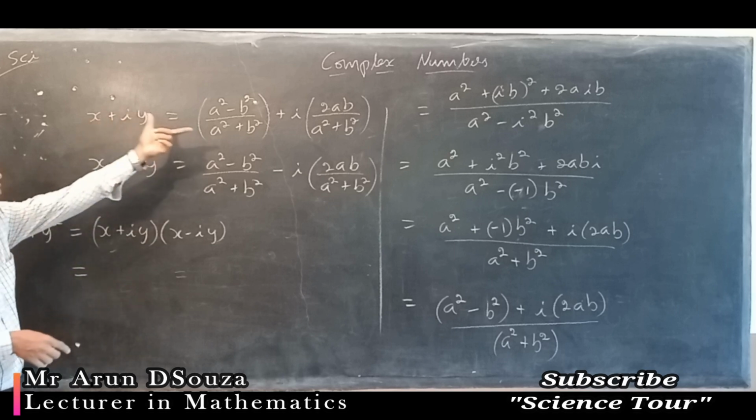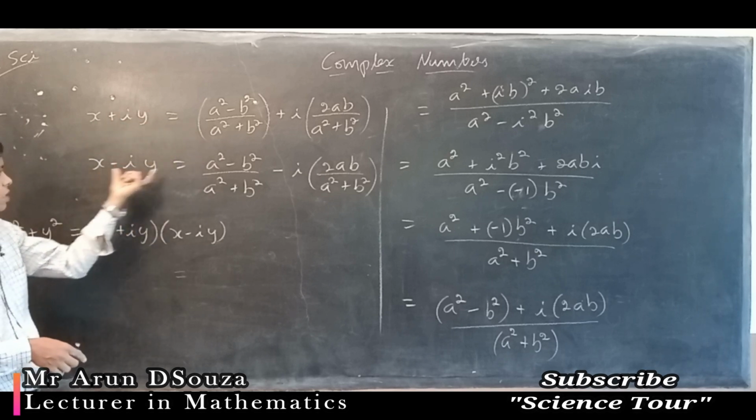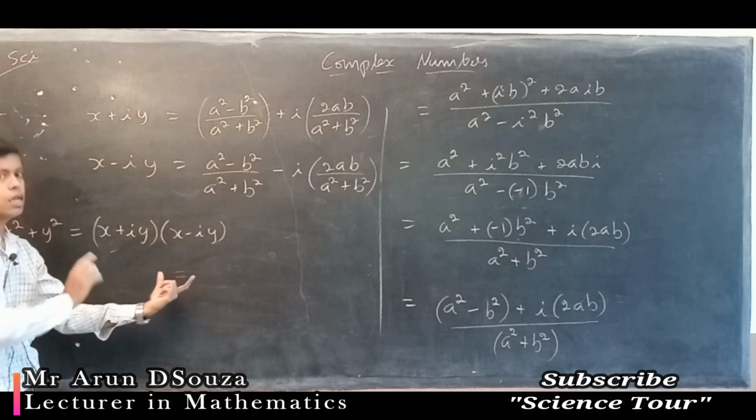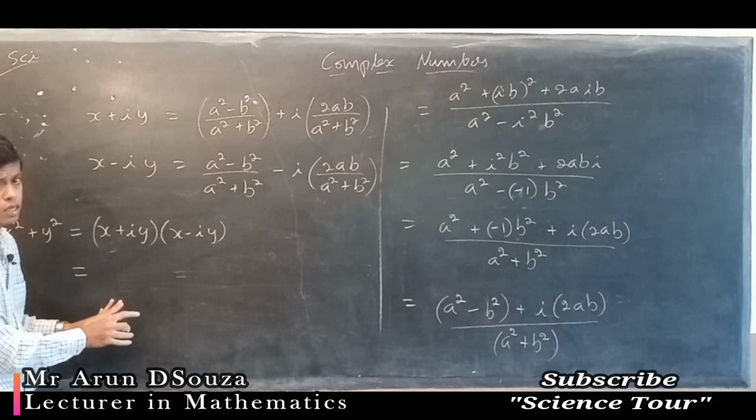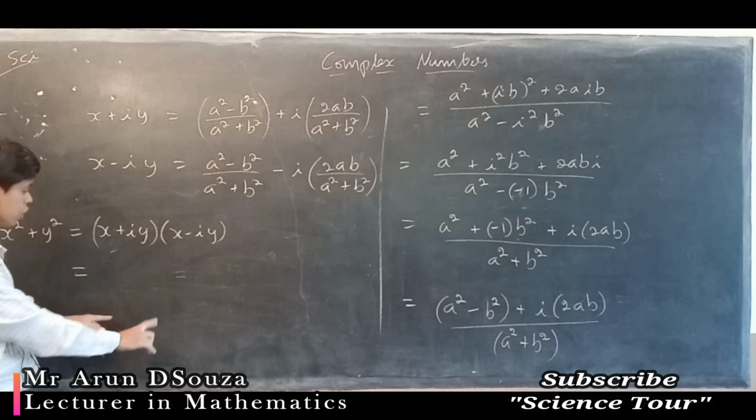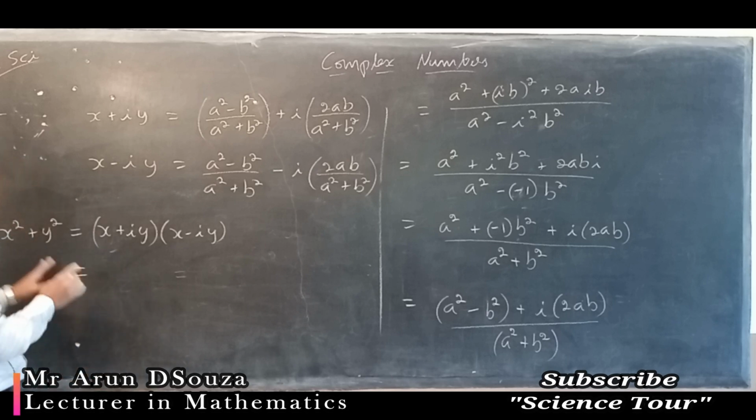So x plus iy, write that here. X minus iy, write it here. Multiply or simplify, do whatever you can with the rules of mathematics. You should get the answer 1. That's all you have to prove in this question.